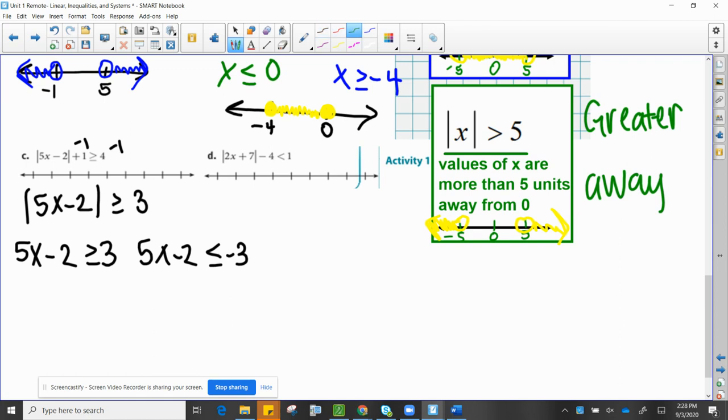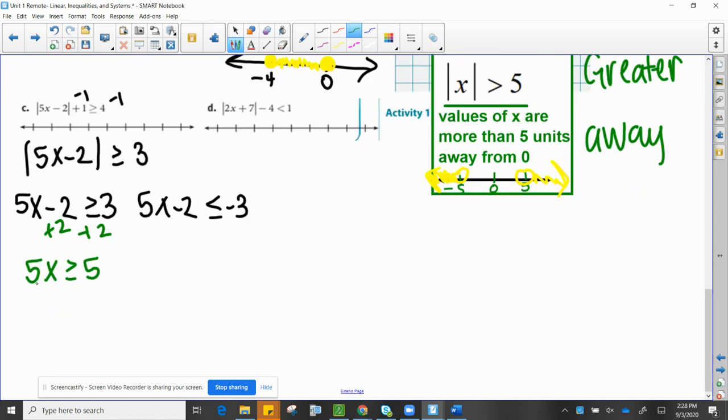So for these, we have a 2-step equation we have to do. So I'm going to start by adding 2 to both sides. So on the left, I get greater than or equal to 5. And then if I go ahead and divide both sides by 5, I get x is greater than or equal to 1.